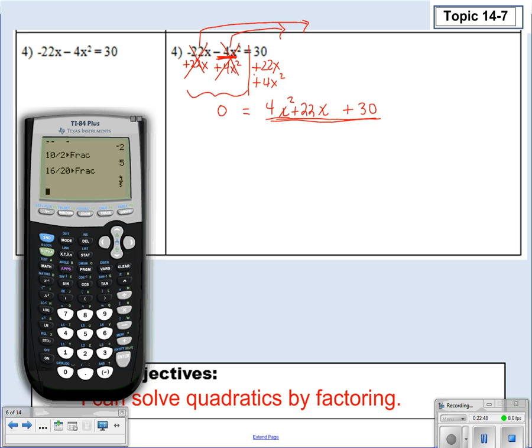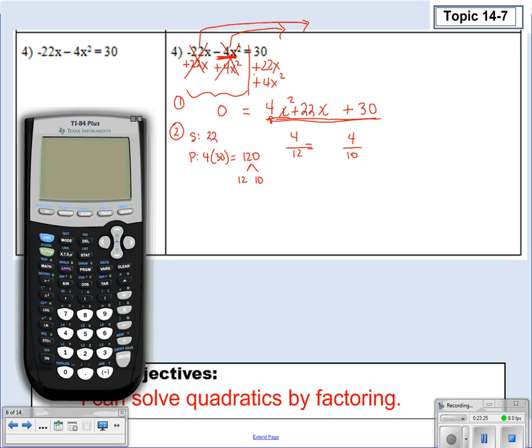We can now, this is our first step. Second step says to factor. So we need our sum. Our sum is 22. Our product, we take 4 times 30. 4 times 30 is 120. We need two numbers that'll multiply to give you 120, but add to give you 22. That'll be 12 and 10. 12 times 10 is 120. 12 plus 10 is 22. Those are the numbers that go in the denominator of our fractions. The numerator is going to be the 4.